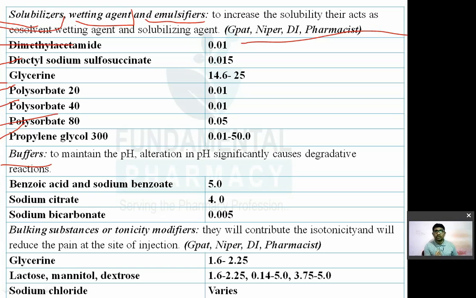So actually it is a part of your inorganic chemistry, but still I am explaining here. Okay? So they are used to maintain the pH. Alteration in pH significantly causes destruction or degradative reactions.